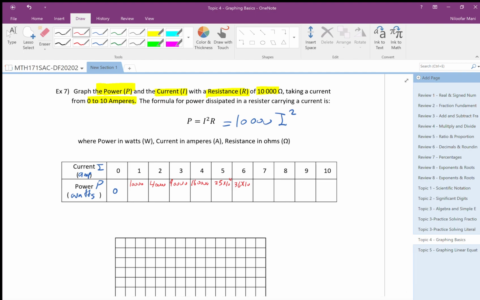Because you multiply by 10,000 for all the numbers, it's 49 multiplied by 10 to the power 4. To make it easier, I do 49 times 10 to the power 4, then 64 times 10 to the power 4, then 81 times 10 to the power 4, and then 10 to the power 6, because it's 10 squared times 10,000. I do not need to include 10,000 in my graph because all of them have 10,000.